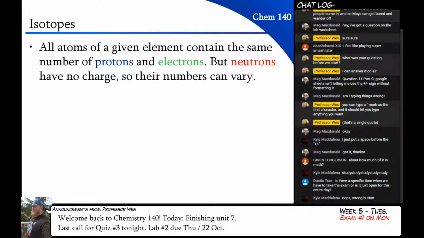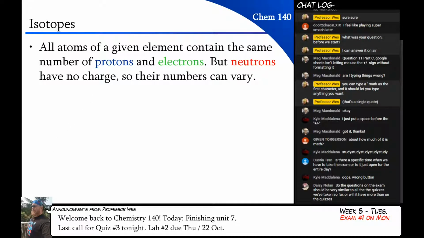All right, so first thing we need to do is talk about what isotopes are. Now, on Thursday's lecture, we identified an atom by the number of protons it had. So this number right here was its identity.